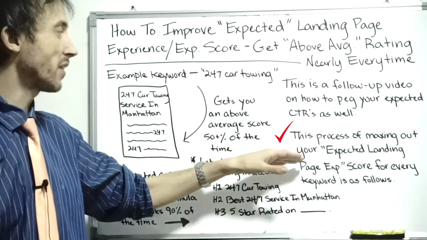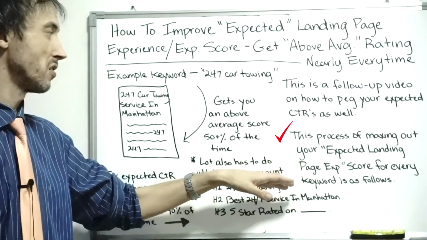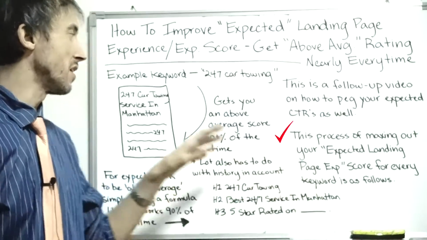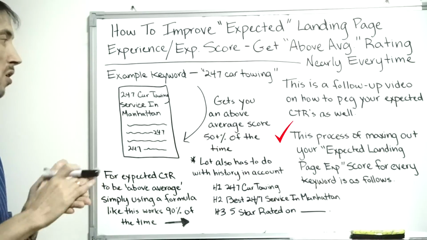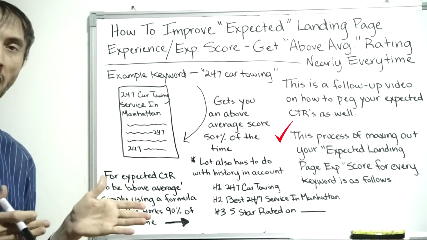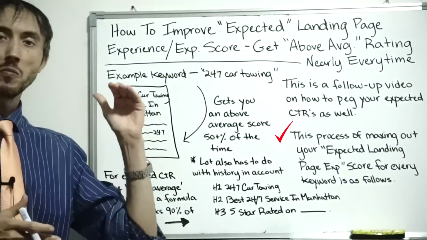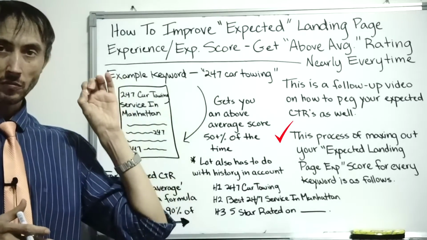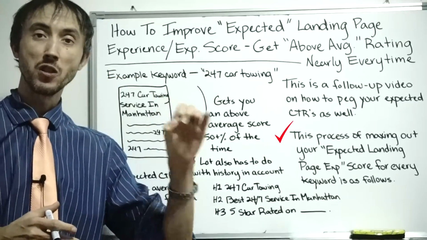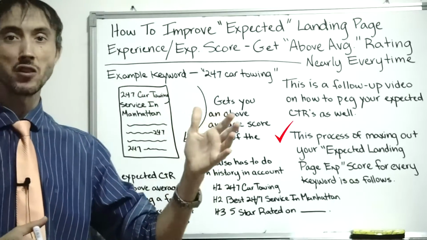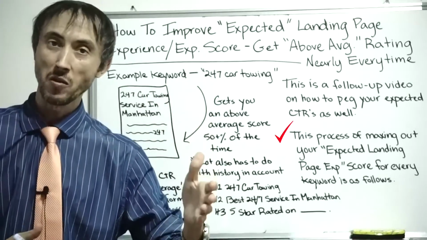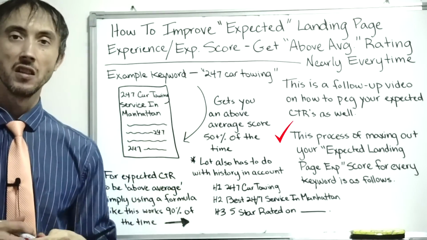The process of maxing out your expected landing page experience score for every keyword is as follows. Naturally, you want to have a good landing page, so when you have 1,000 clicks on a keyword, as compared to your competition, you have above average conversion rates, because that's what Google is going to measure as per whether you have helped the user or not.